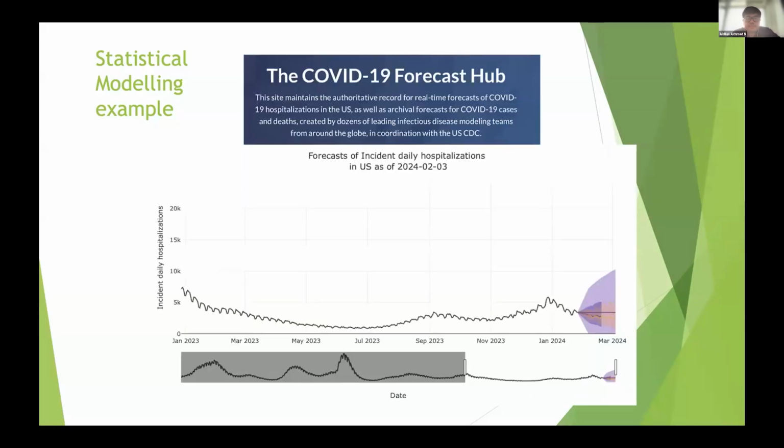For example, the COVID-19 forecast happened during the early phase of COVID-19 by several universities in the US and also with the CDC, who can forecast whether the cases will be going up, or stable, or downward, like that.